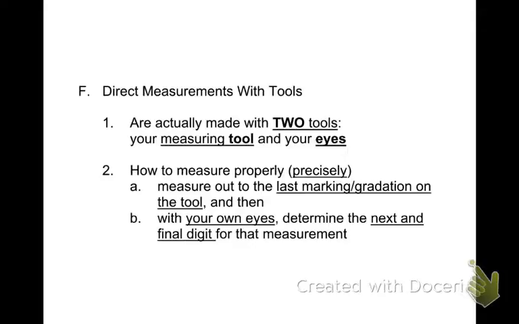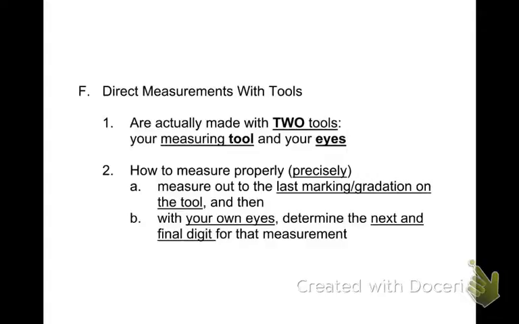To take measurements, we actually have to use two tools. First would be the measuring tool itself, so our graduated cylinder, or our Erlenmeyer flask, or our beaker, or our ruler. And then the second tool is your eyes. So here's how to measure properly or precisely. You're going to measure out to the last marking or gradation on the tool. Gradation is just a big term for marking. And then lastly, you're going to take the measurement out to the last or final digit using your eyes.